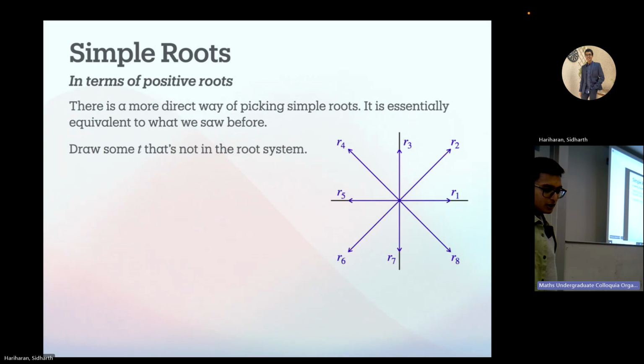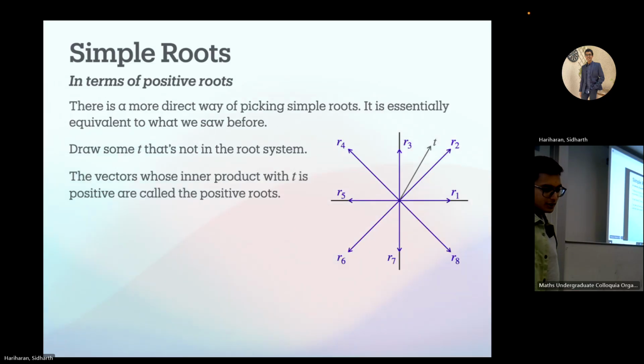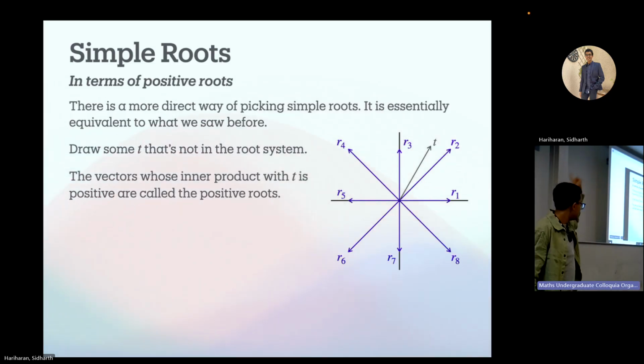So anyway, the idea is, let's draw some vector t, which is not in the root system. You can do this in any dimension. Because you know that there are only finitely many reflections, you know there's a vector that's not in the root system. So just pick some such vector. The vectors whose inner product with t is positive are the positive roots. Hence the word positive. Remember earlier, you go from the root system to the positive roots to the simple roots. So we're first going to pick the positive roots, and then we'll pick the simple roots.